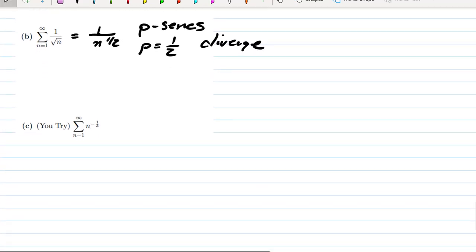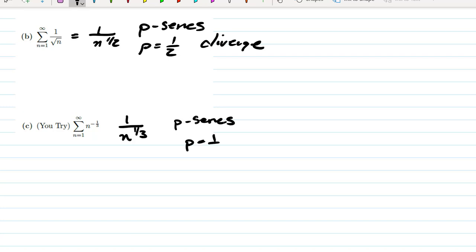All right, and the last one is for you guys as a u-try. So once again, we rewrite by putting our exponent into the denominator, and now it's a p-series. And our p equals 1/3, so this one also diverges.